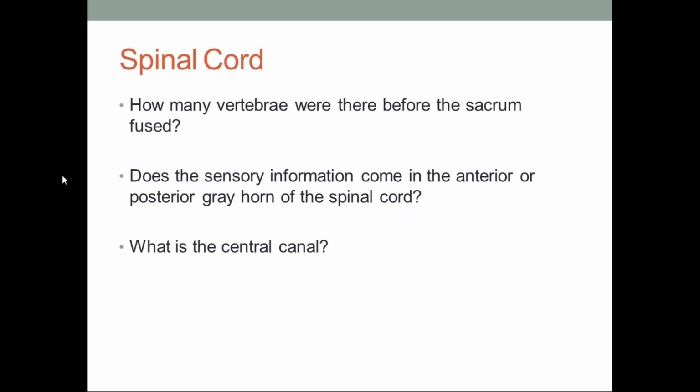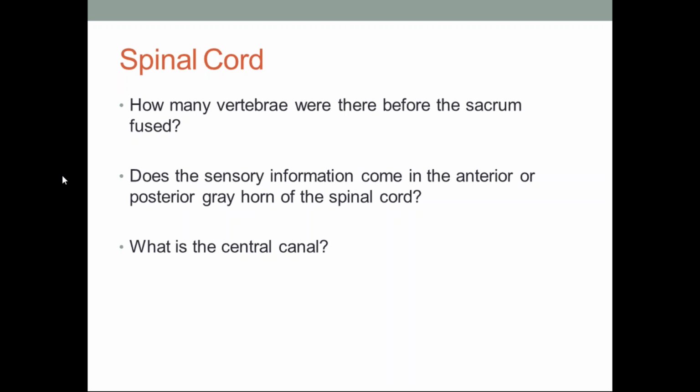How many vertebrae were there before the sacrum fused? Oh, boom, you guys know that one. 5, good job. Does the sensory information come in the anterior or posterior gray horn of the spinal cord? Posterior, because a back massage feels good, and we give a massage out the front.